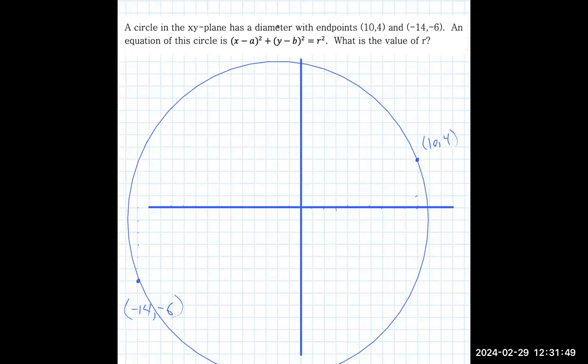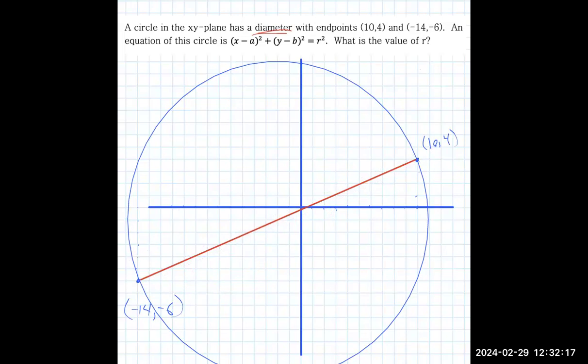And the word diameter is kind of a magic word there, because the diameter is going to pass through the center on its way from one side of the circle to the other. So if this is the diameter, this segment here, then we know that the midpoint of that segment is going to be the center of the circle.